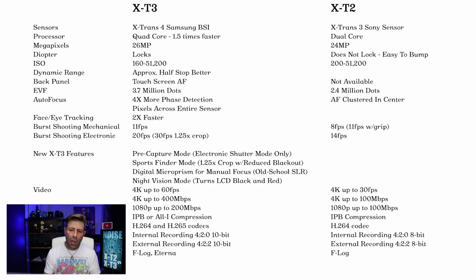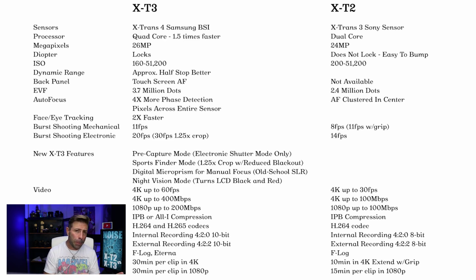And finally, the amount of recording time. This is very important for a lot of people like me that are doing video. Now, the X-T3 will allow you to shoot 30 minutes at 4K, whereas the X-T2 will only allow you 10-minute chunks at 4K, unless you have the battery grip, which will give you a little bit extra time. Now, also at 1080p, the X-T3 gives you 30 minutes, whereas the X-T2 will only give you 15 minutes, once again, unless you have a battery grip, which will extend that a little bit.